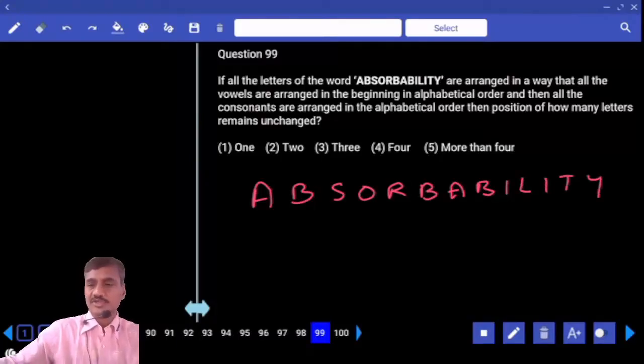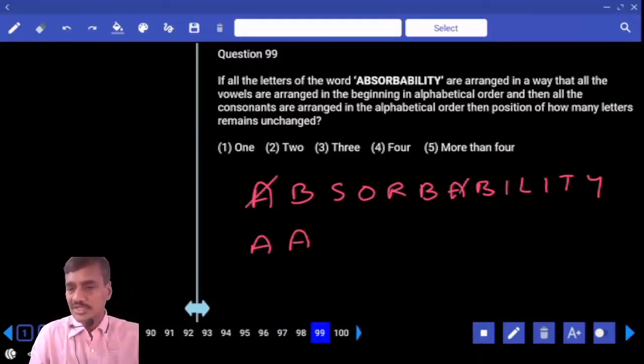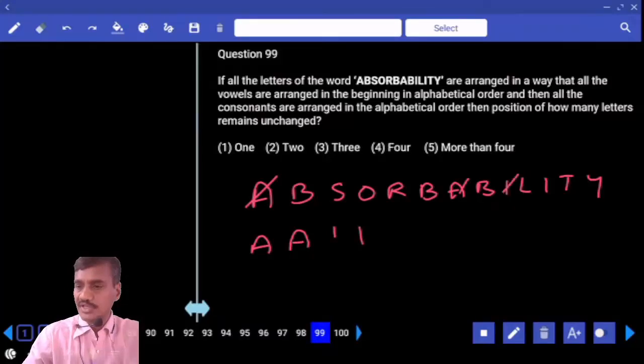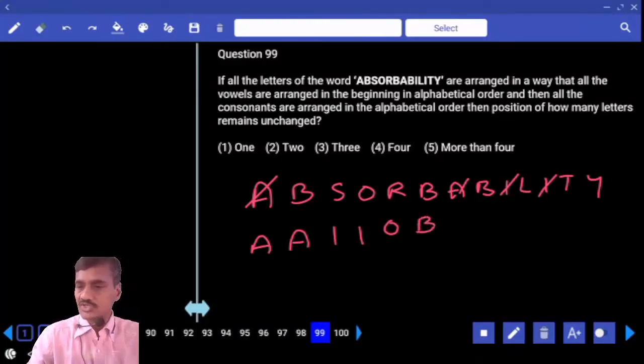Now in this one, first we need to arrange all the vowels in the ascending order. How many vowels do we have? A, how many do you have? I, how many I's do we have? There are 2 I's, followed by O. Hence altogether we have 5 vowels, followed by the consonants. Now we need to arrange these consonants in the ascending order: B, B and B. Now 3 B's are done.